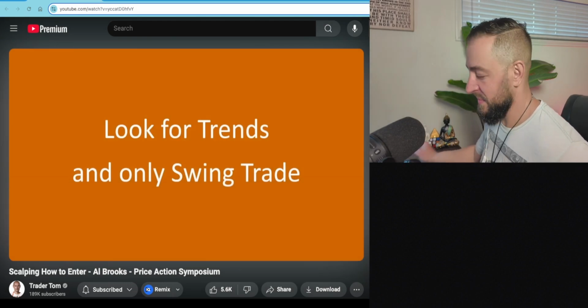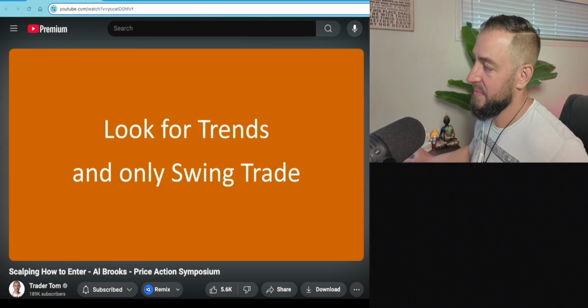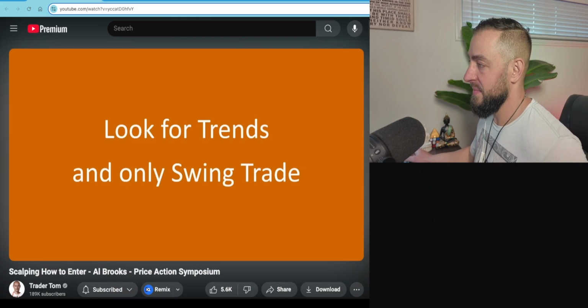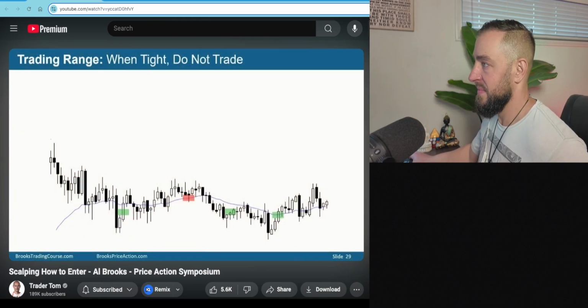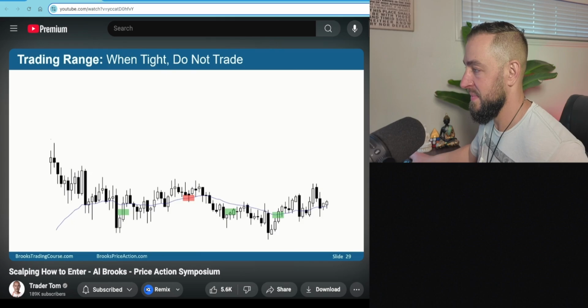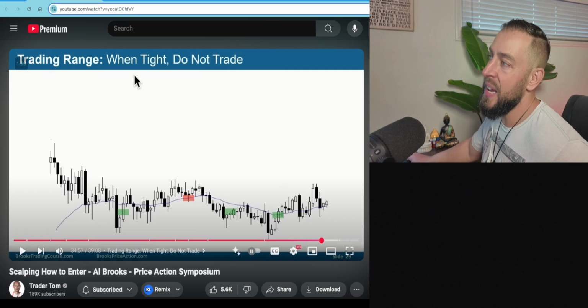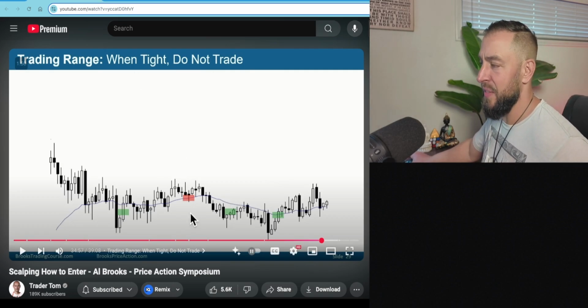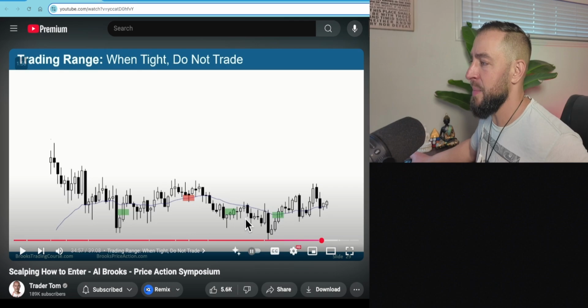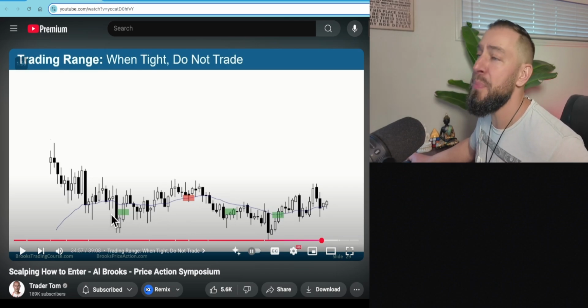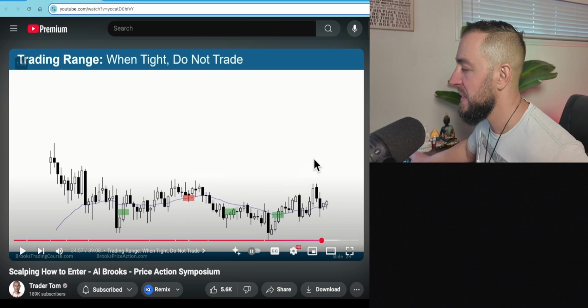Most traders should be looking for trends, and most traders should be swing trading, and most traders should be entering with stops. When you have a trading range and it's very tight like this, it's possible to make money. You could take a few trades, but most traders are better off not trading at all and just waiting until the market starts to trend again. Okay, so I would say don't trade when it's like this if you're a very, very new beginner. But if you know what you're doing, you can take some of these trades, but keep it minimal. That's probably the best advice there.